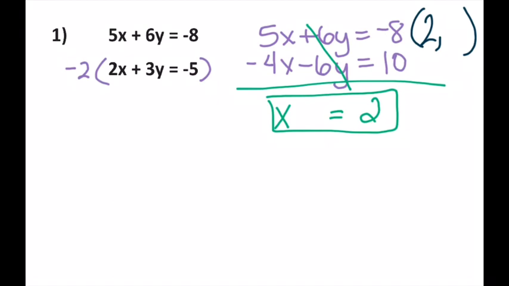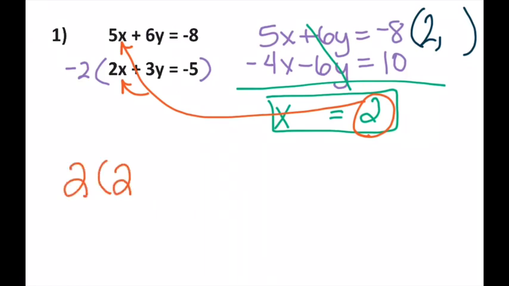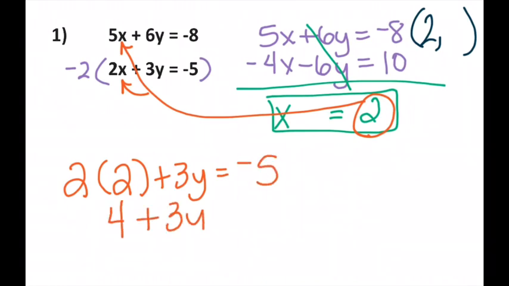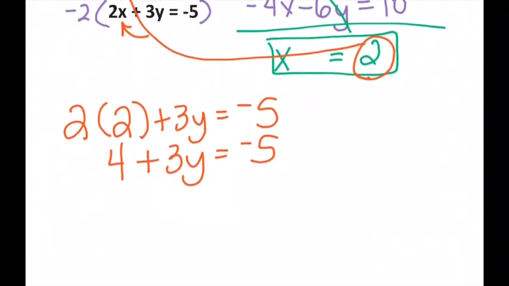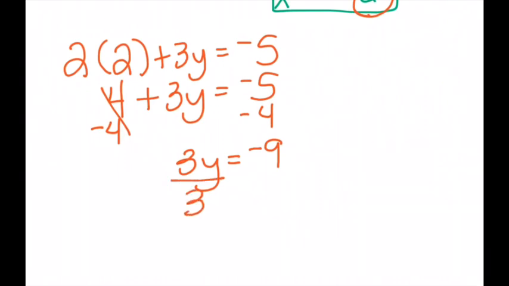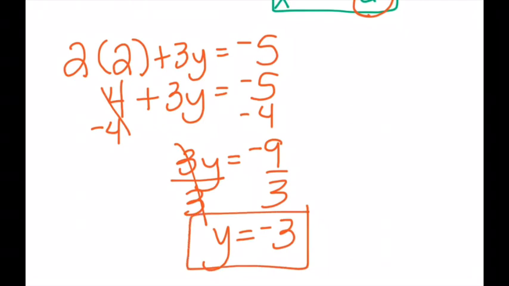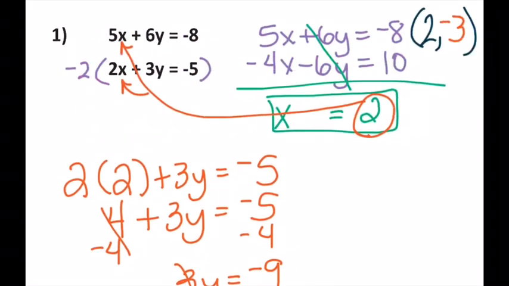Now to find my y coordinate, I'm going to take x equals 2 and I can plug it in for x either there or there. It doesn't matter which one. I'll just do the second one. So 2 times 2 plus 3y is equal to -5. So 4 plus 3y equals -5. And so I'm going to subtract 4 from both sides. So 3y is equal to -5 and -4 is -9. Divide both sides by 3. And I'll get y is equal to -3. That's the other half of my ordered pair. So I'm going to come up here and put -3. And so my answer is 2, -3.